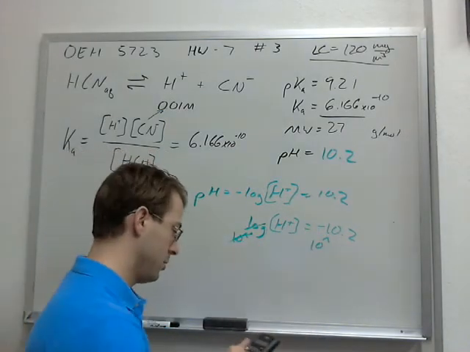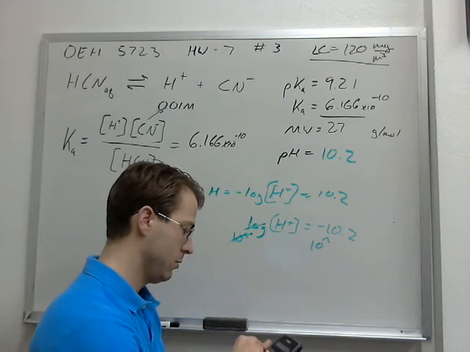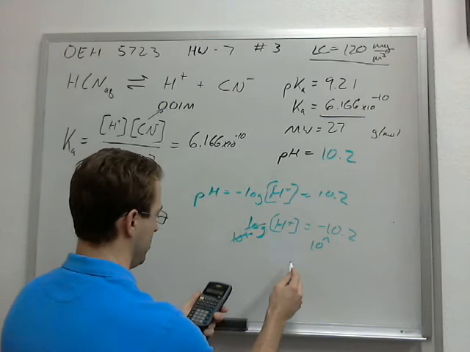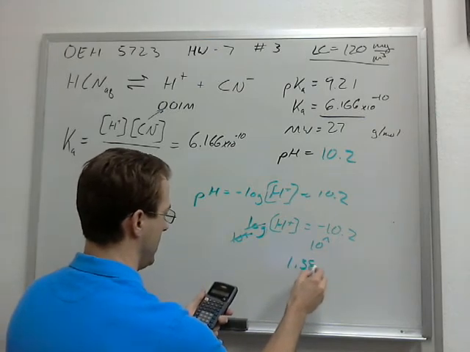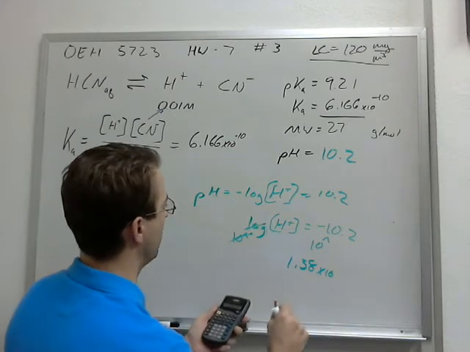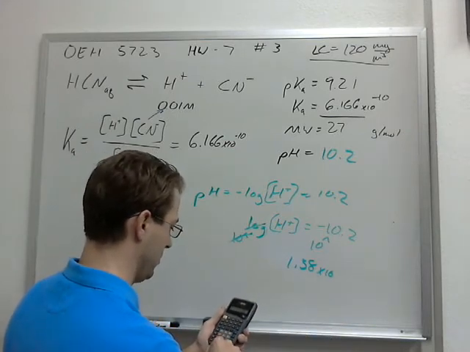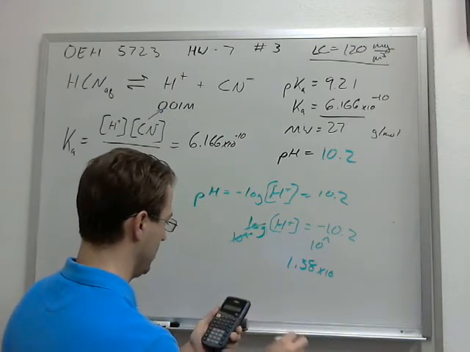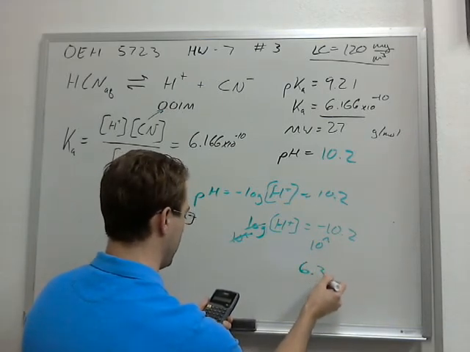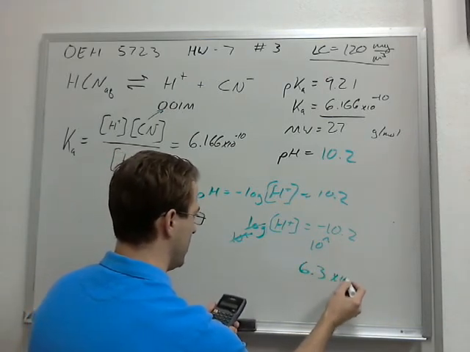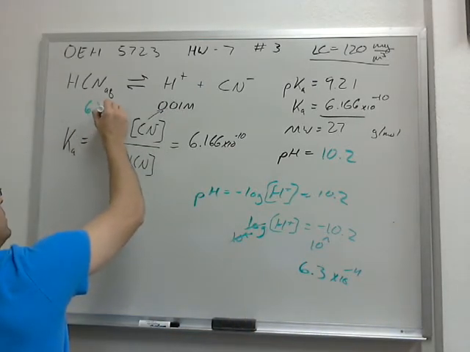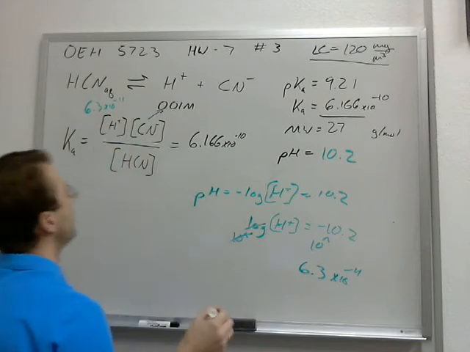All right, so at 10.2, our concentration is 6.3 times 10 to the minus 11. So 6.3 times 10 to the minus 11.